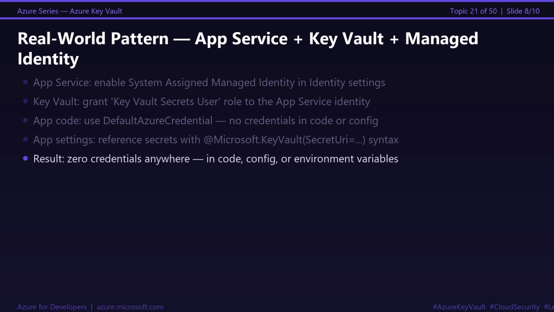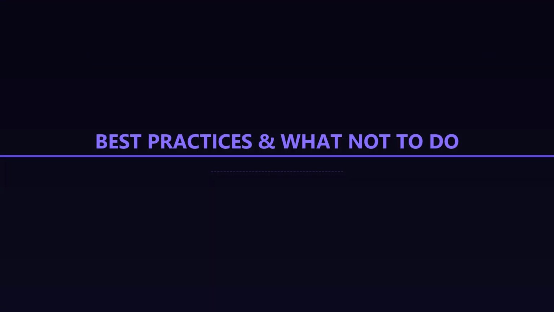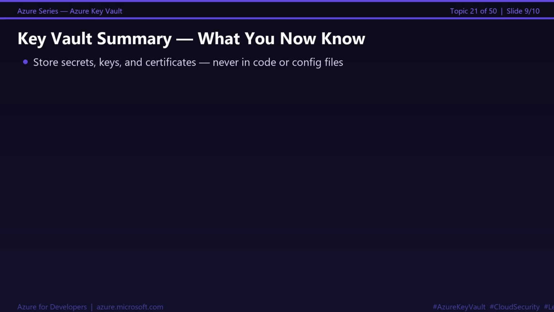Let us bring it all together. Key Vault stores three things: secrets, cryptographic keys, and certificates. Everything encrypted. Everything access controlled. Everything audited. Your app accesses secrets through managed identity. No passwords to manage. No credentials to rotate.